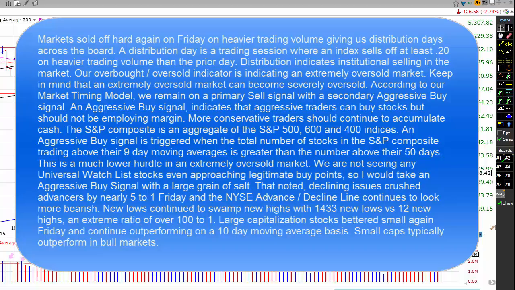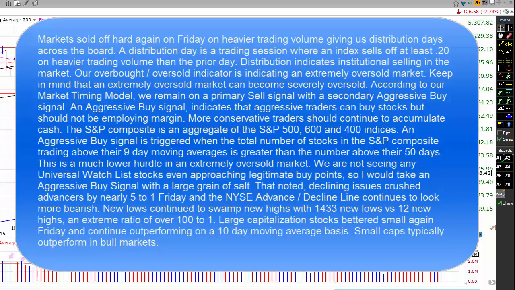That noted, declining issues crushed advancers by nearly 5-1 Friday, and the New York Stock Exchange advance-decline line continues to look more bearish. New lows continue to swamp new highs with 1,433 new lows versus 12 new highs, an extreme ratio of over 100 to 1.